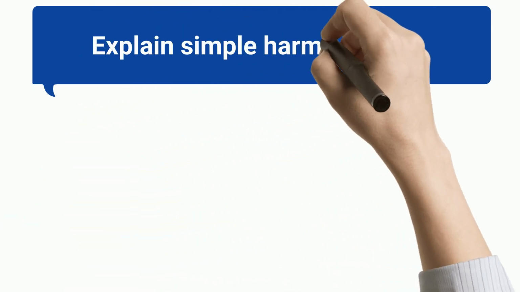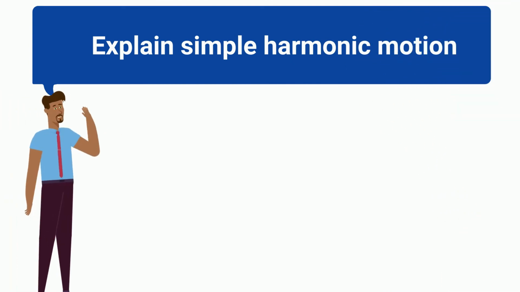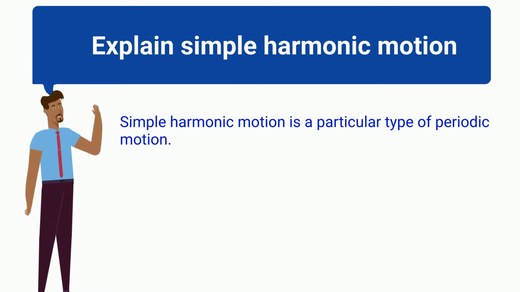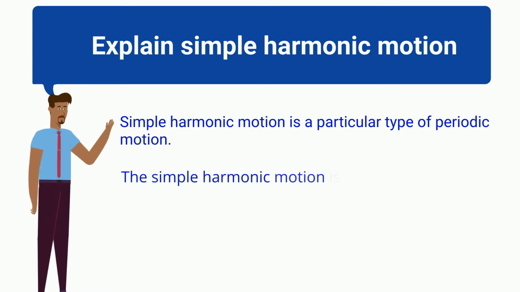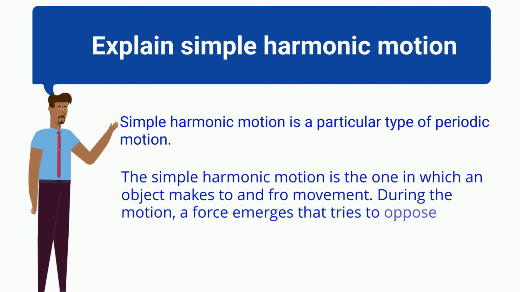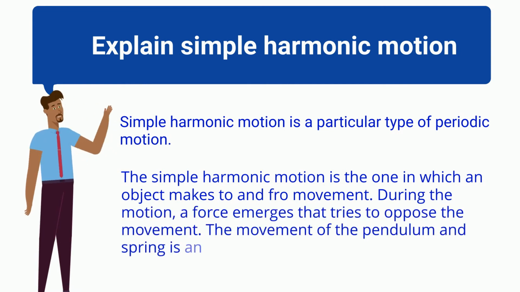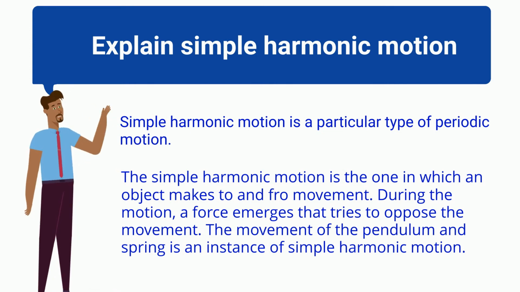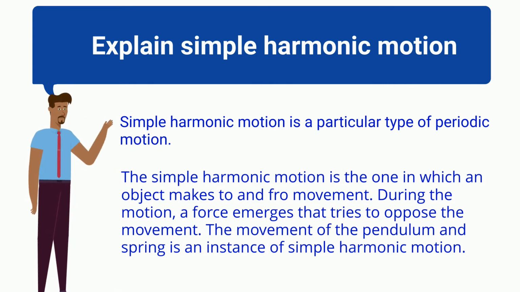Explain simple harmonic motion. Simple harmonic motion is a particular type of periodic motion. Simple harmonic motion is one in which an object makes a to and fro movement. During the motion, a force emerges that tries to oppose the movement. The movement of the pendulum and spring is an instance of simple harmonic motion.